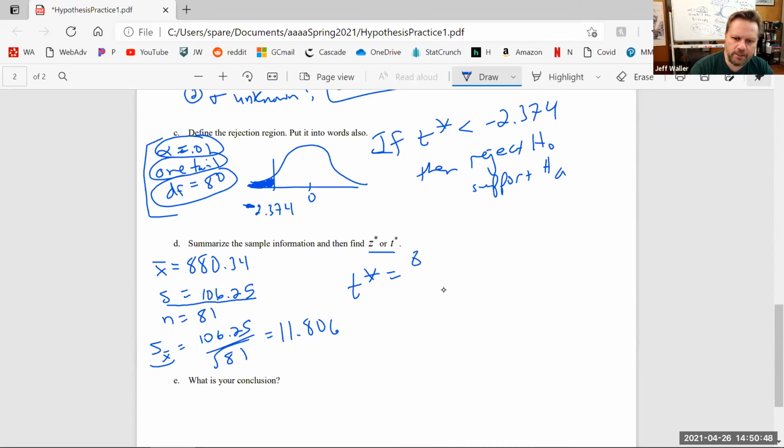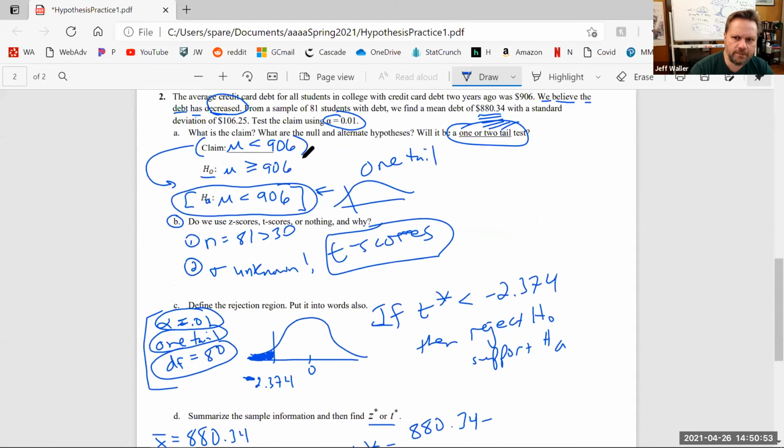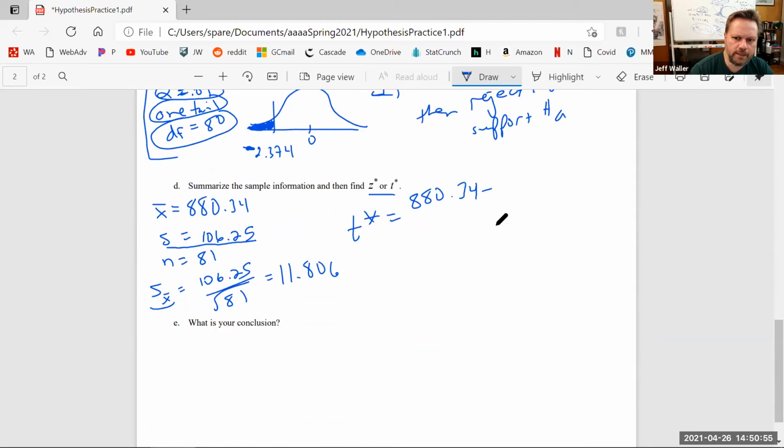It's going to be, as always, our data minus the supposed middle, 906, divided by our new spread, 11.806. What does that look like, Jeff? Looks like 2.17. What is that? Negative? That's a major guess. Let me see how far off I am. That's what I got.